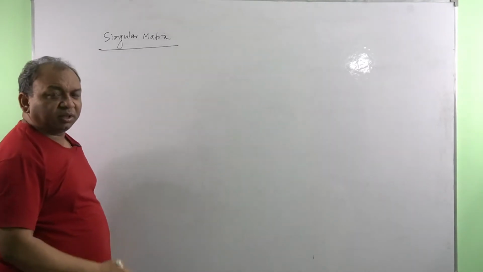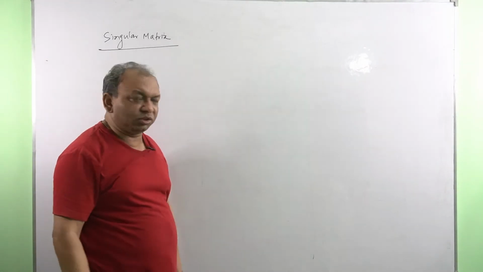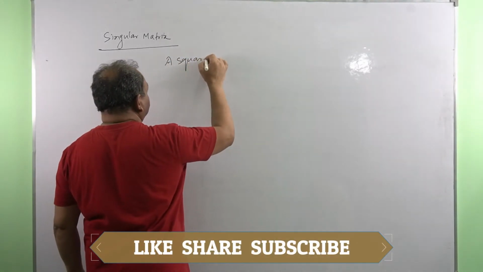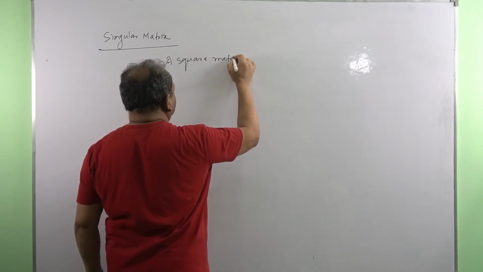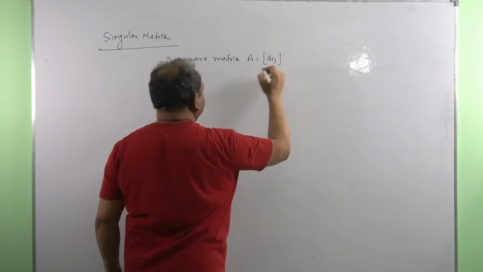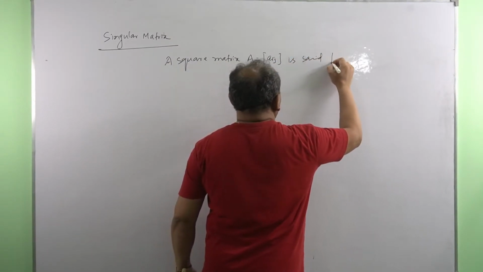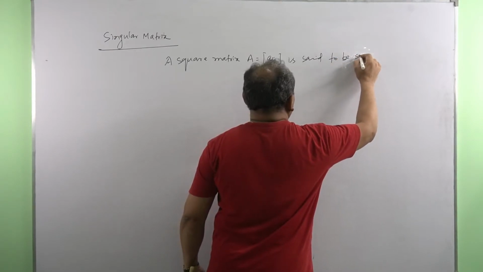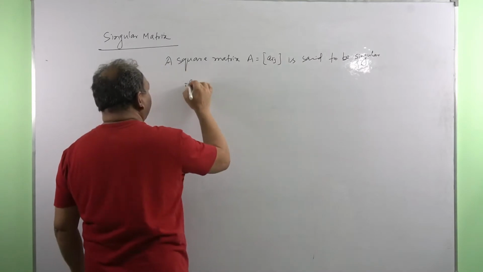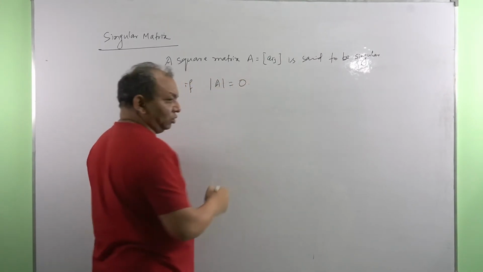A square matrix A is said to be singular if its determinant is 0. Suppose this square matrix A = [aij] is said to be singular if the determinant of matrix A is equal to 0.